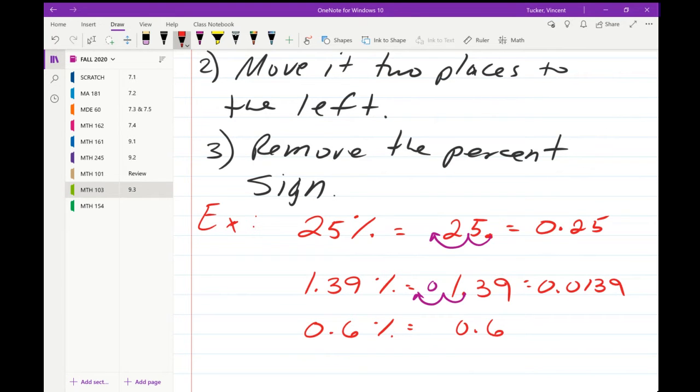Same thing happens here, 0.6%. Move the decimal 2 places to your left. Add a 0 as a placeholder. That's 0.006. Any questions on those?